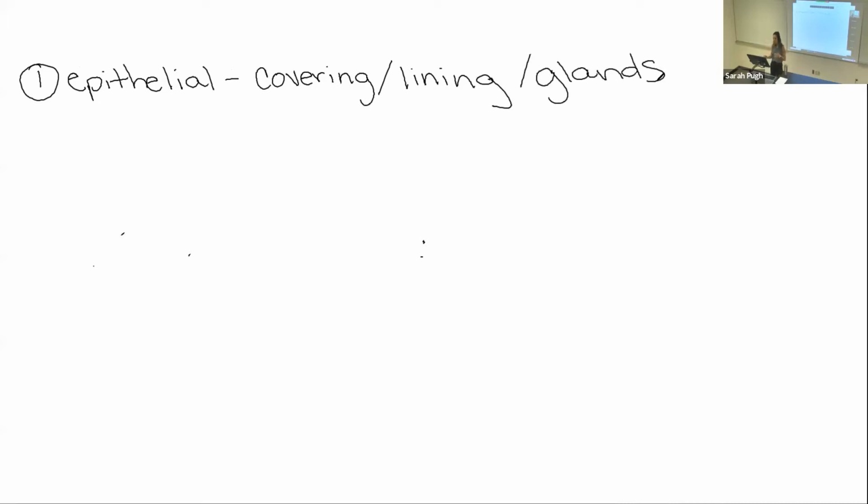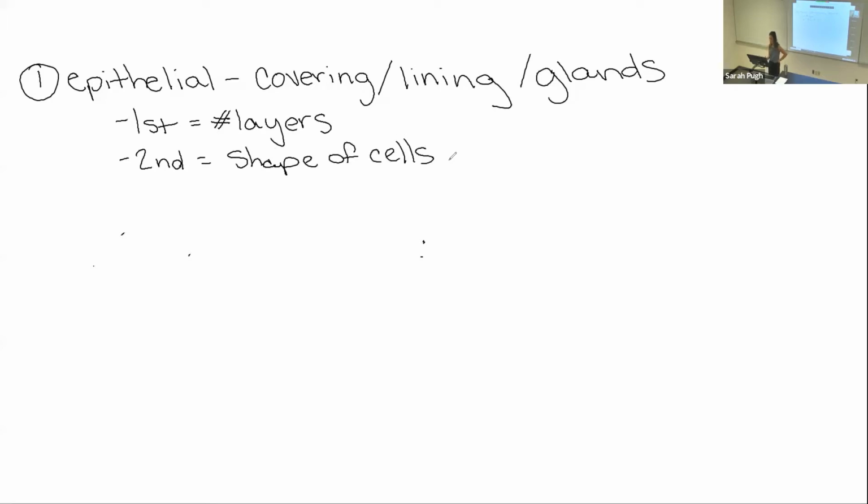And so we walked through different kinds of epithelial tissue. On Monday, we talked about how we name our epithelium. The first name always tells you the number of layers that are present. So remember, it's simple or stratified. And then the second name tells you the shape of the cells.